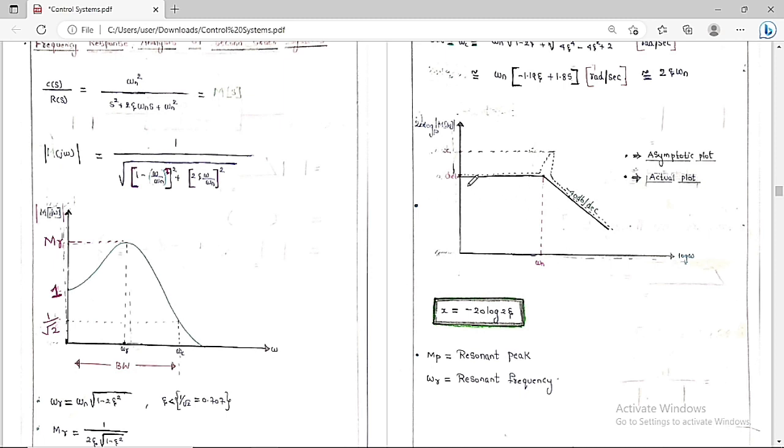So this is called the asymptotic plot, or approximated plot. But the actual plot is like this. So this is the actual plot you are going to get, and this is the asymptotic plot.